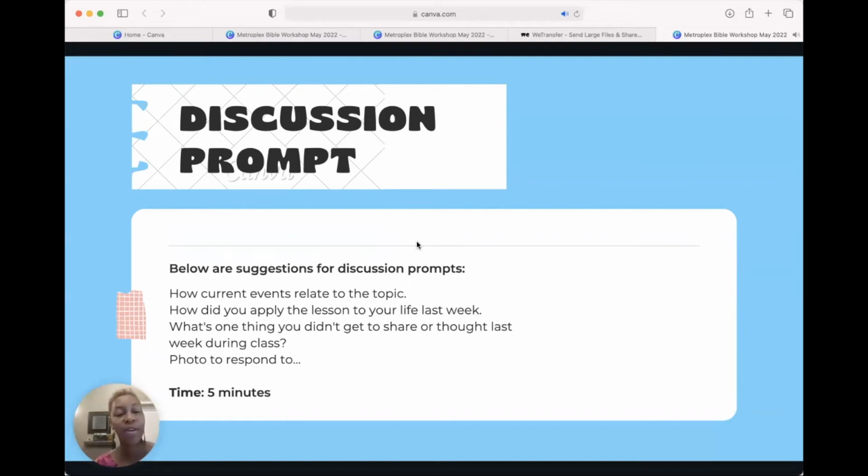So how do current events relate to the topic? That's a big one. Think about what's going on in the world. There's always something happening in the world that will catch our eye. And so if we're talking about patience under fire, or under stressful times, how can we bring in a current event that might be that? The pandemic has been that a lot for us. And so bringing that in, what has it been like to transition now from virtual things back to in-person things? And if the topic is faith, how has that required your faith? So bringing in those current events, applying the lesson to your life from last week, that's a good prompt.